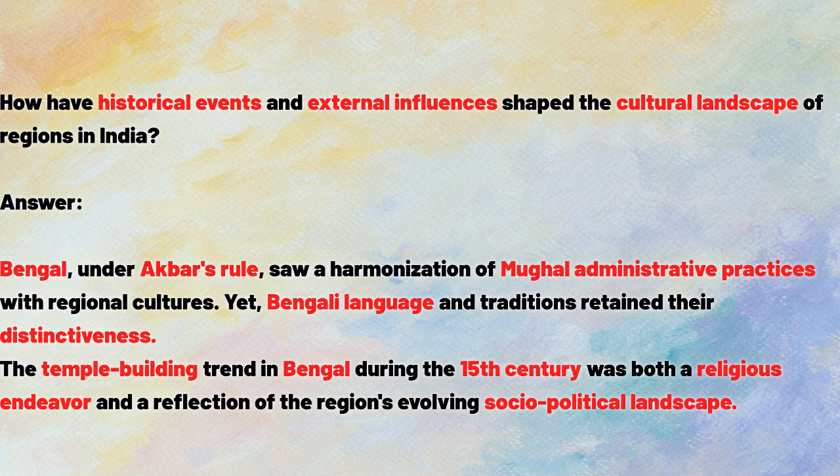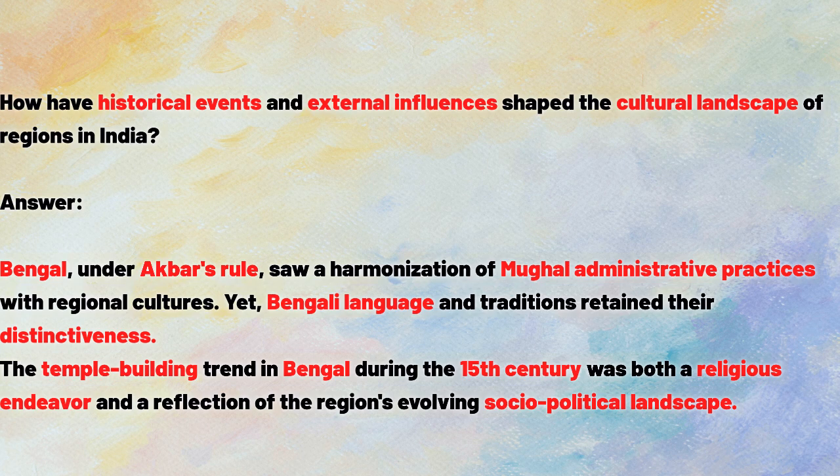How have historical events and external influences shaped the cultural landscape of regions in India? Answer. Bengal, under Akbar's rule, saw a harmonization of Mughal administrative practices with regional cultures. Yet, Bengali language and traditions retained their distinctiveness. The temple building trend in Bengal during the 15th century was both a religious endeavor and a reflection of the region's evolving socio-political landscape.